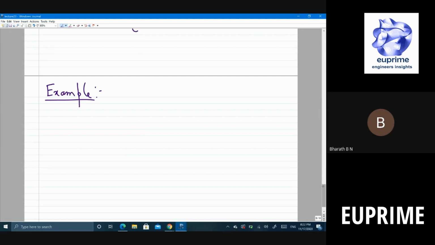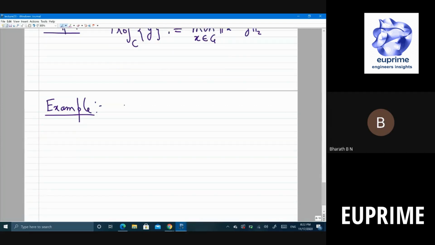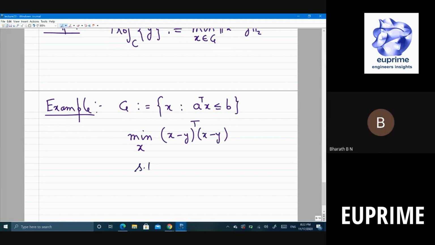Okay, so what is this projection problem? What is it that I'm doing? I'm trying to minimize this, x belongs to C, I can also take the square if you want, norm of x minus y squared. So let's look at C to be this: all those x such that A transpose x is less than or equal to b, x is in R^n. Now what will happen to the projection problem? Minimize over all x the norm of x minus y, which I can write as (x minus y) transpose (x minus y), subject to the constraint that A transpose x is less than or equal to b.